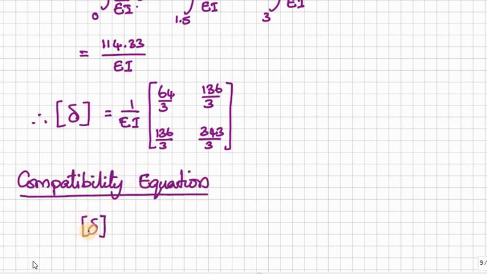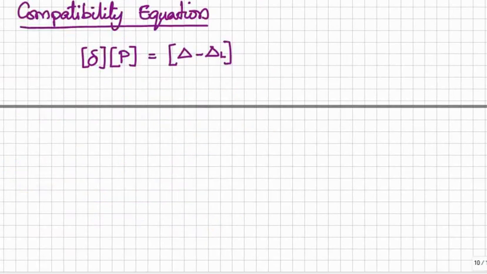That is delta, small delta P is equal to capital delta minus capital delta L. Therefore the redundant force P matrix is equal to small delta inverse, that means the inverse of the stiffness matrix into the flexibility matrix, into capital delta minus capital delta L.